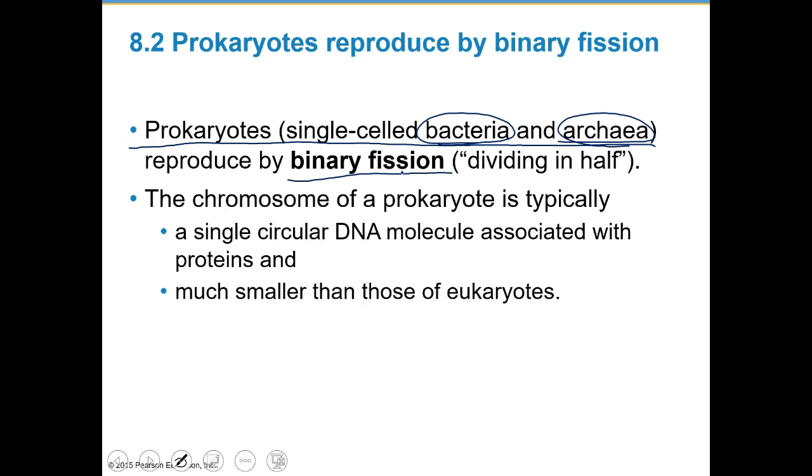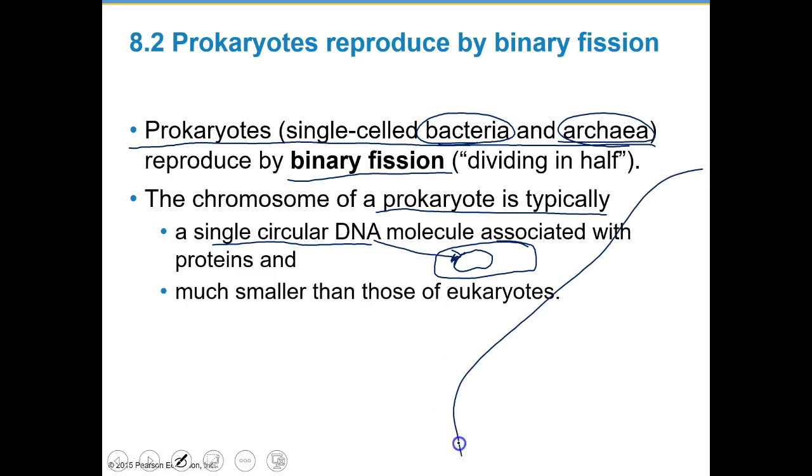So the chromosome of a prokaryote is typically circular DNA shaped. So if we've got a little bacterium, it'll have a circular piece of DNA in it. That's usually how we represent it. Much smaller than those of eukaryotes. So maybe bacteria, and then there's a nucleus with a bunch of chromosomes in it of a eukaryote.